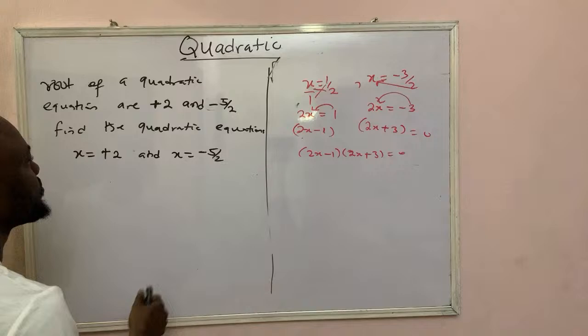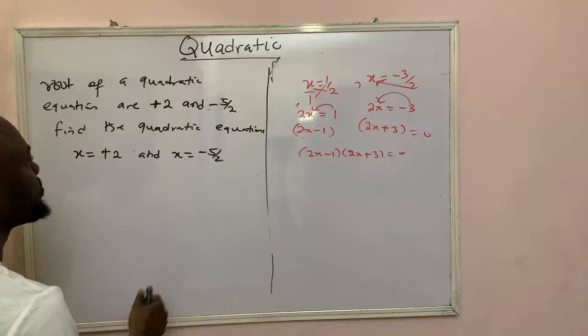So we just go: x is plus 2 and x is minus 5 half. I'll take this to the other side, so I have x minus 2. I'll take this to the other side, I'll have x plus 5 half equals 0. So I'll multiply this by this, and I have x minus 2. This time this is 2x plus 5 equals 0.